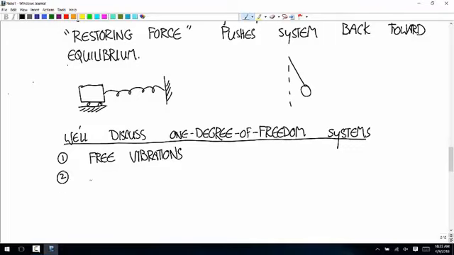And then forced vibrations. And then damped vibrations.